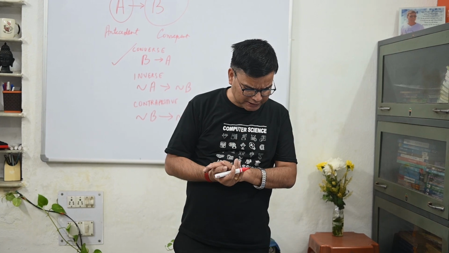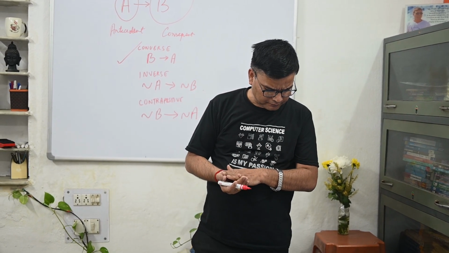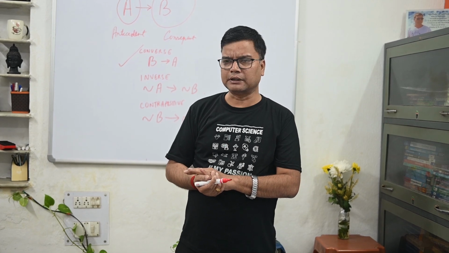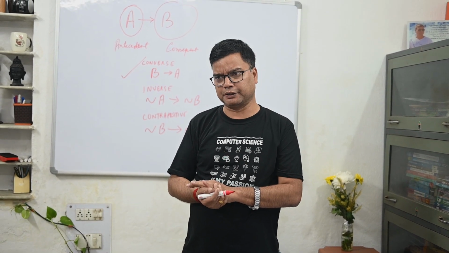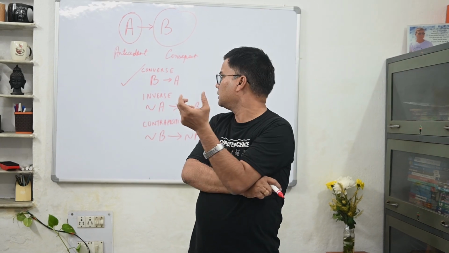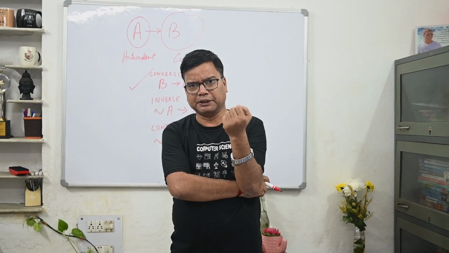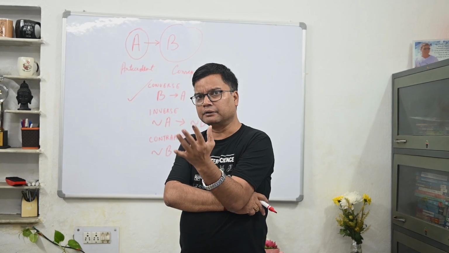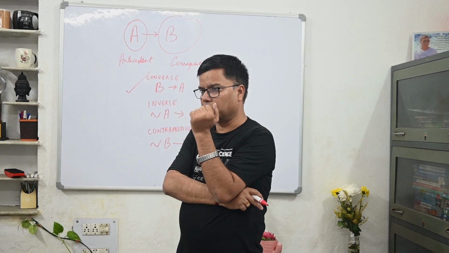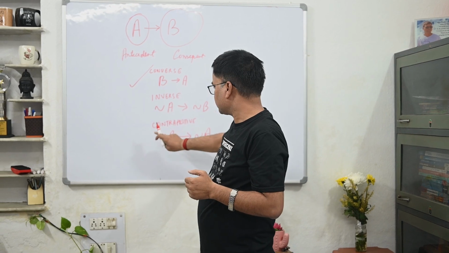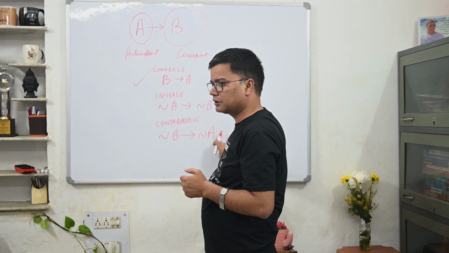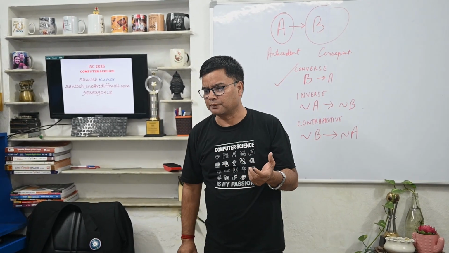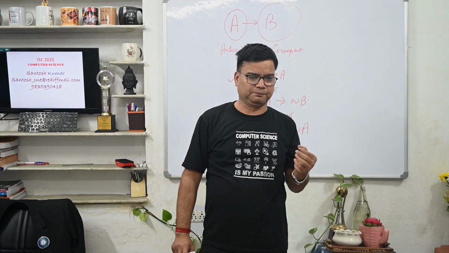expression. Like if I say, if it rains, then the sky is cloudy. It is a statement. Now I want a converse. If it is cloudy, then it will rain. I want the inverse. If it does not rain, then the sky is not cloudy. And the contrapositive: if it is not cloudy, then it will not rain. So I can get the converse, the inverse and the contrapositive of the given expression.